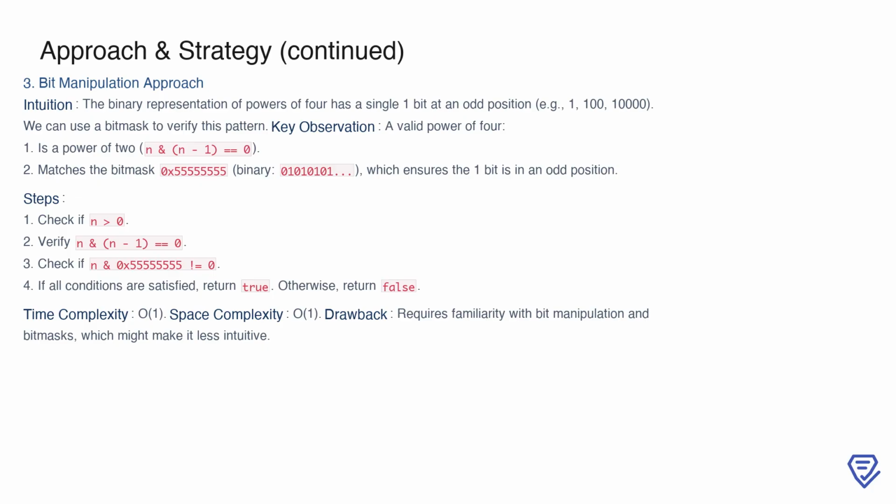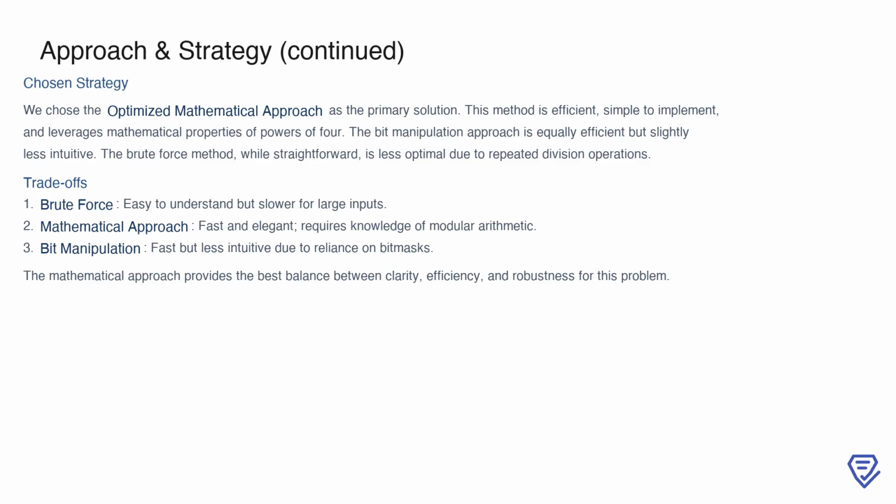However, it does require familiarity with concepts like bit manipulation and bit masks, which might make it less intuitive for some. After evaluating these approaches, the optimized mathematical method emerges as the most suitable solution for this problem. It is efficient, simple to implement, and leverages the mathematical properties of powers of 4 in a clear and concise manner. While the bit manipulation approach is equally efficient, its reliance on bit masks may make it less accessible to those unfamiliar with low-level operations.